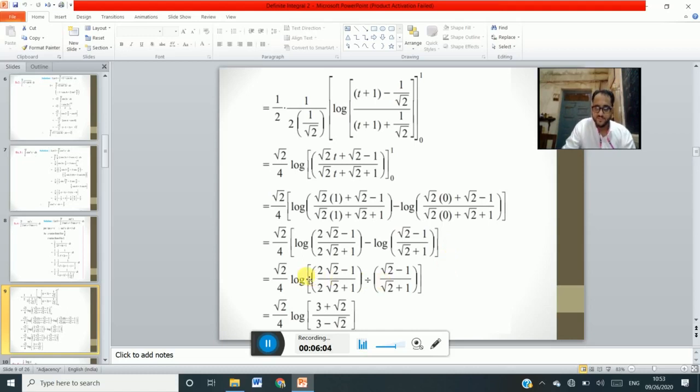Okay, so then this is log of first term minus log of second term, so use the property of logarithm, log x minus log y. According to that, that is log x upon y. So it is log of the first term, upon means divide by the second term. Okay, then after division we got this term, 3 plus root 2 upon 3 minus root 2. So finally we got the answer root 2 by 4 log of 3 plus root 2 upon 3 minus root 2. Right.